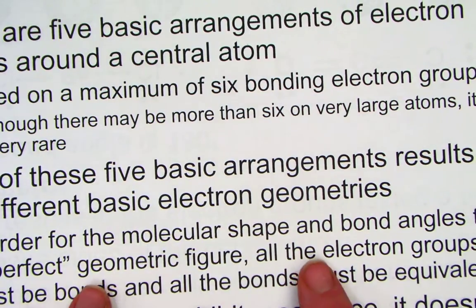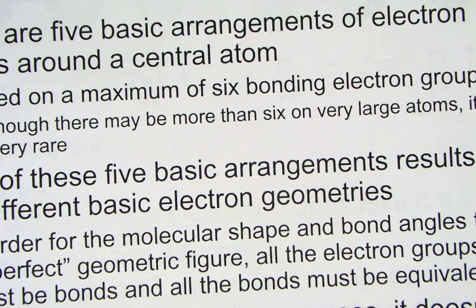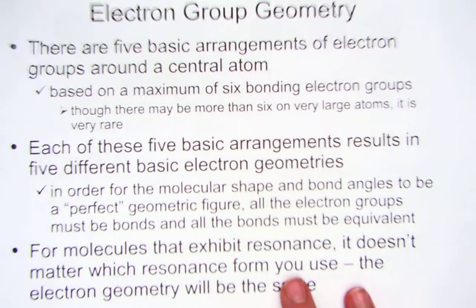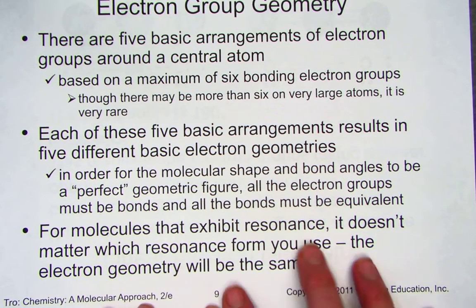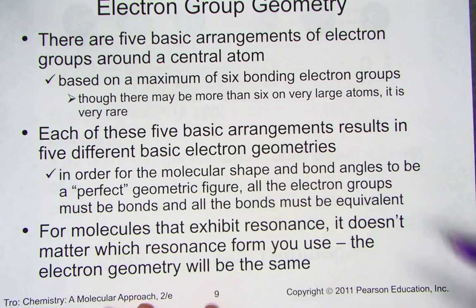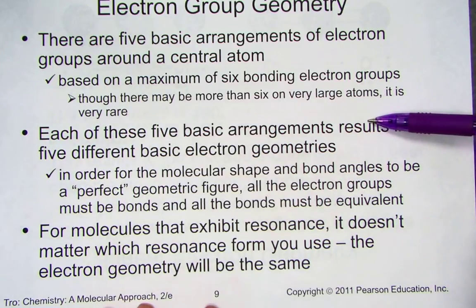In order for the molecular shape and bond angles to be a perfect geometric figure, all of the electron groups must be bonds, and all the bonds must be equivalent. Let me blow that back out here so we can see all on one slide. Again, we're on slide 9, just kind of reading through. So keeping in mind 5 basic shapes.